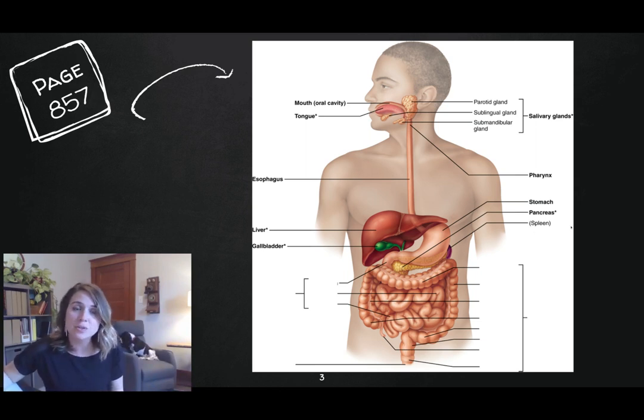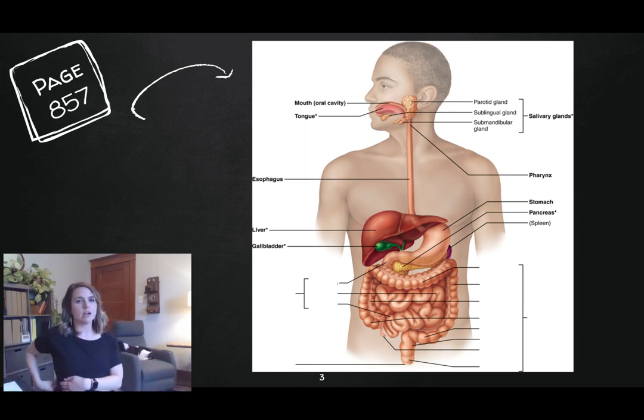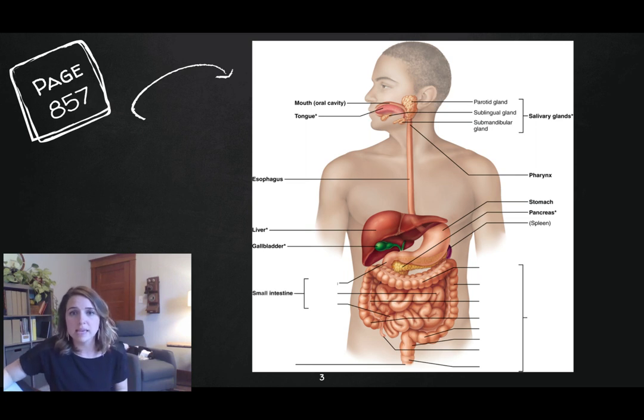So the spleen is in parentheses here. You do probably want to write it down, but it's actually not a part of the digestive system. As we saw before, its main job is to filter blood, and that was a function of our lymphatic system. So even though it's tucked behind the stomach, back there, it's actually not part of the digestive system, but lymphatic.